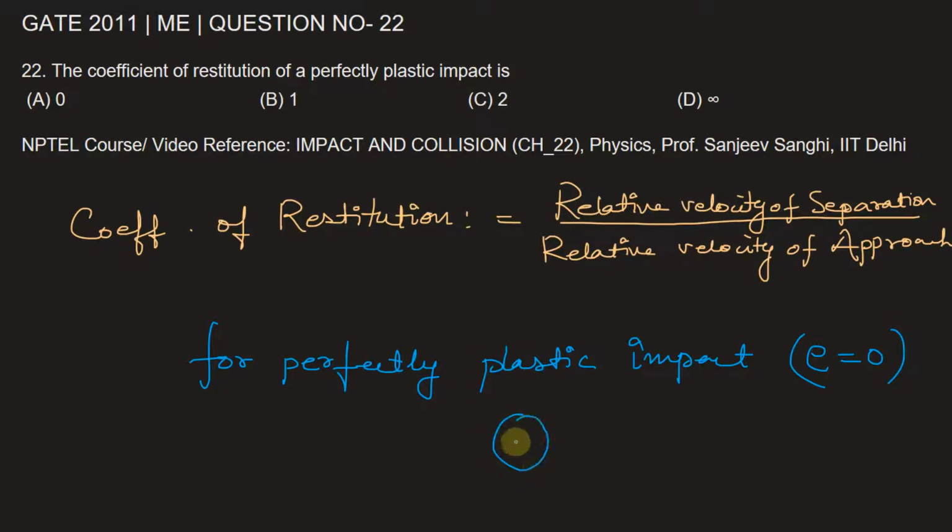both the bodies, suppose this is body A and this is body B, when they collide they both start to move together. Okay, A and B will move together either in this direction or in any direction. That means the relative velocity of separation is 0, therefore the coefficient of restitution will be 0. So option A is the correct choice.